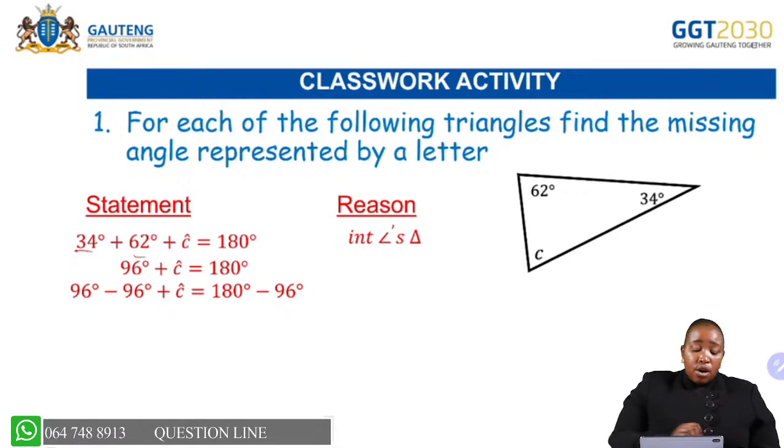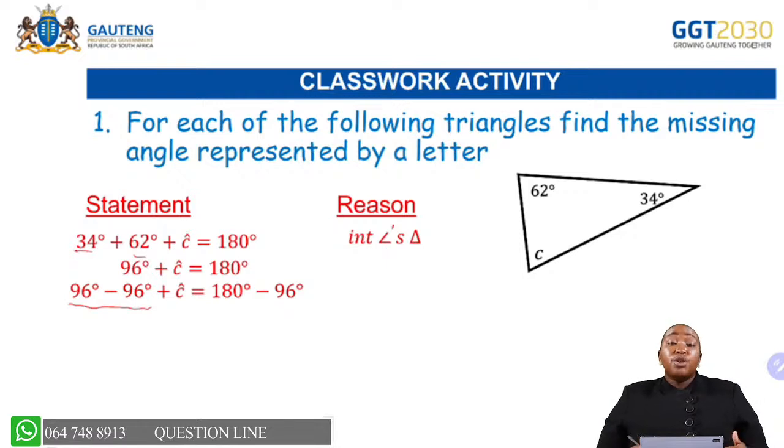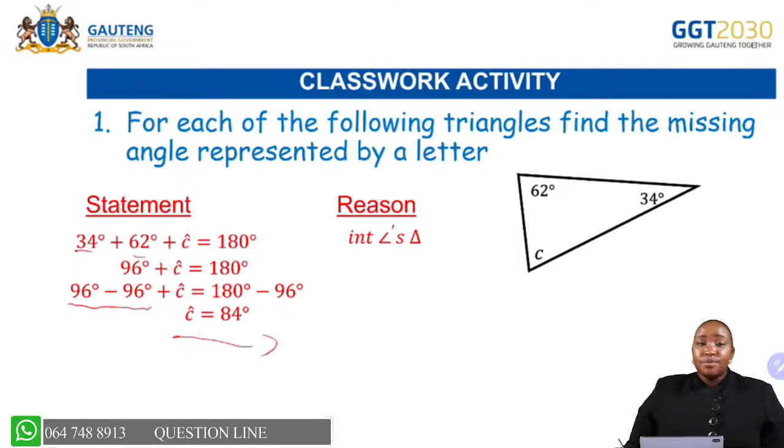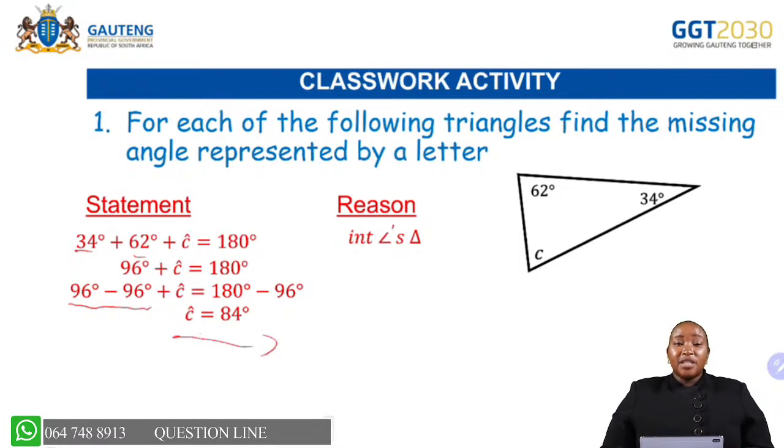What do we have? On the left hand side, these two will give you a 0, so you'll be left with just angle C. Do you see that? Okay. And then on the right hand side, you have 180 degrees minus 96 degrees, and what will that give you? It gives you 84. And this is your solution. That's it. Okay, do you see now? I hope you were answered in that question.